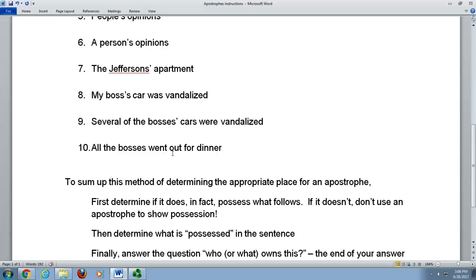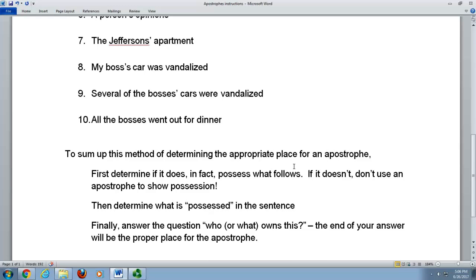Now, I want to point this out. A lot of times when you start putting apostrophes on things, suddenly everything that ends in S looks like it needs an apostrophe. But you've got to be sure that it actually owns what immediately follows it. And the bosses do not own went out. So this gets no apostrophe. But just keep that in mind.